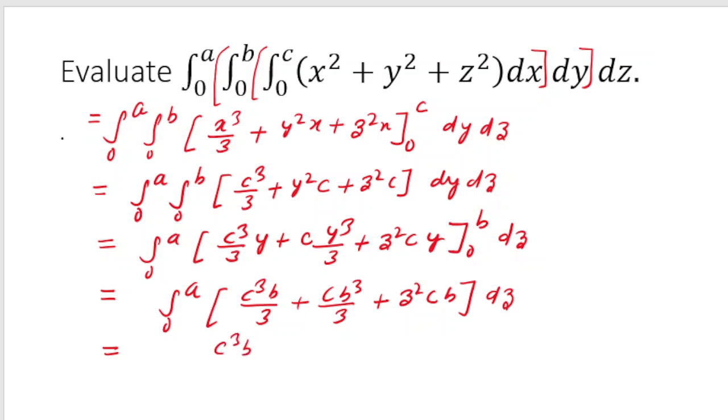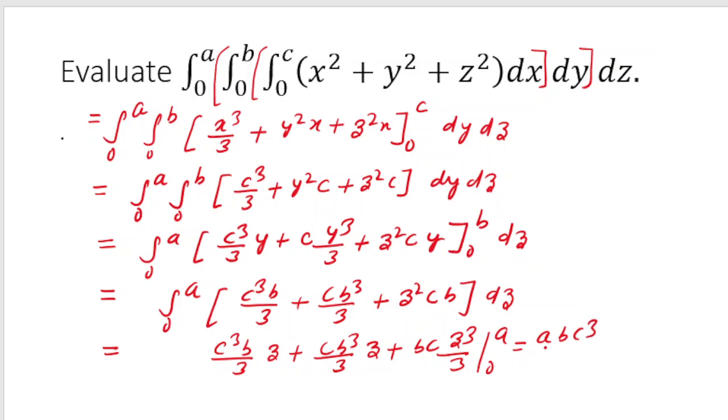Let me finally integrate with respect to z. I will get c cube b by 3, integration will be z, plus c b cube by 3, and the integration of dz again will be z, and here we have bc, and z squared gives z cube by 3, with limit 0 to a. If I put the limit a, I will get a b c cube by 3 as the first term. The second term, z equal to a, gives a b cube c by 3. And the third term gives a cube bc by 3. If I put 0, these terms become 0.